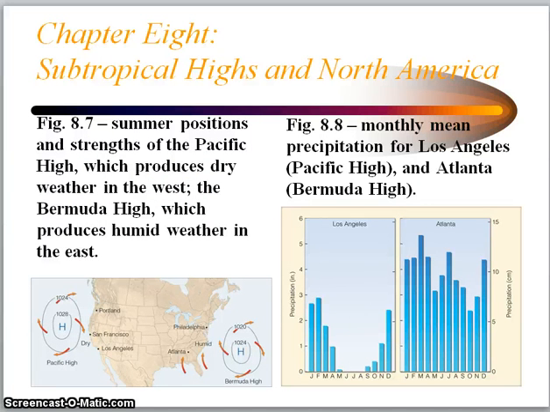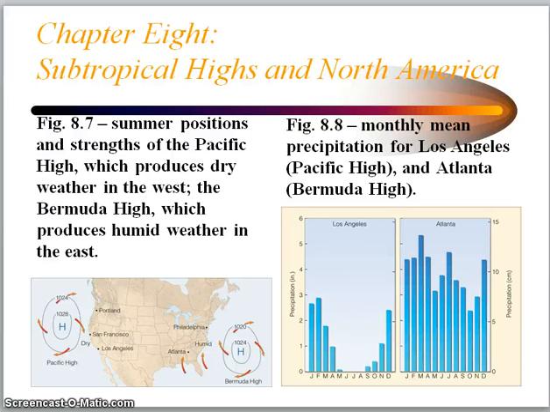Here is a little study of subtropical high-pressure systems and North America. The left-hand graphic, 8.7, these are the summer positions of both the Pacific High and the Bermuda High, and the strengths of those highs. You can see the central pressure noted. We have dry weather in our summer because we are on the eastern side of that high, adjacent to the west coast of a major continent. That means sinking air, which is not conducive to cloud formation and precipitation.